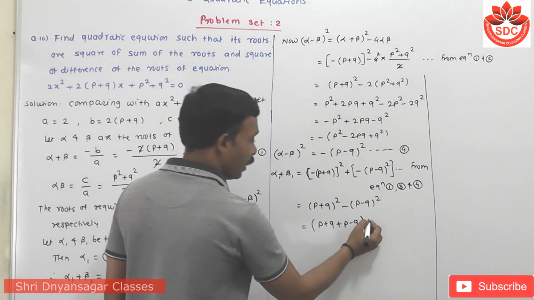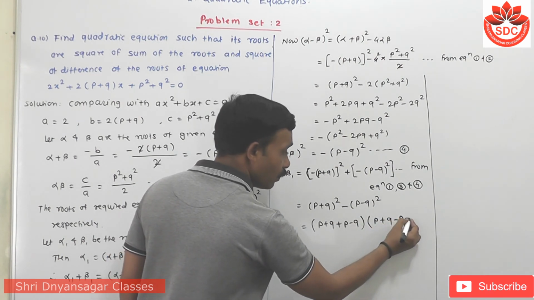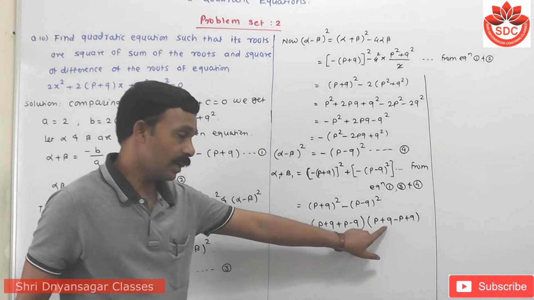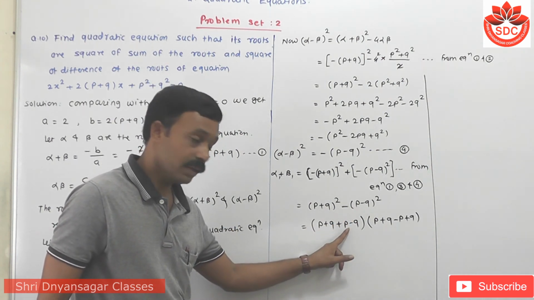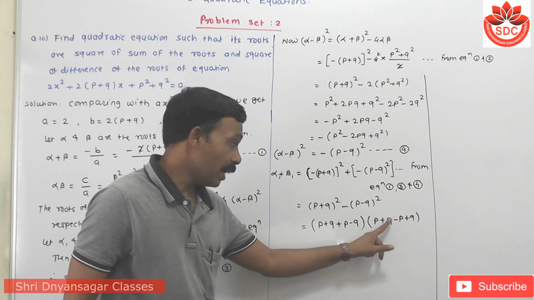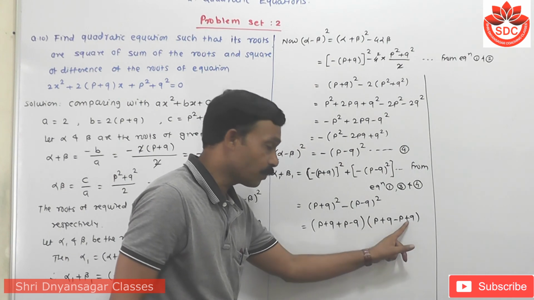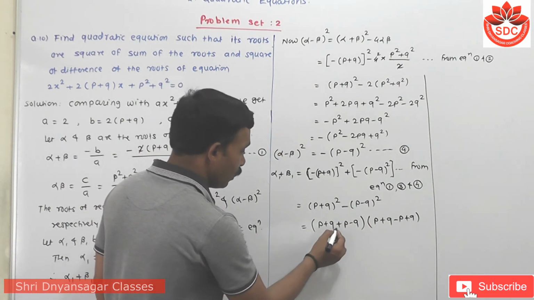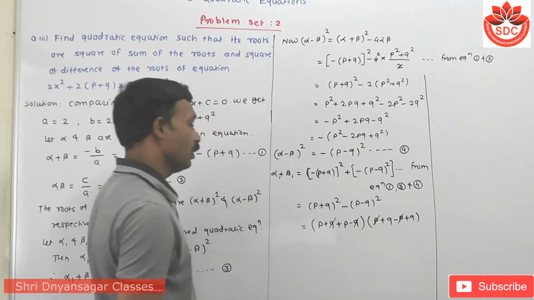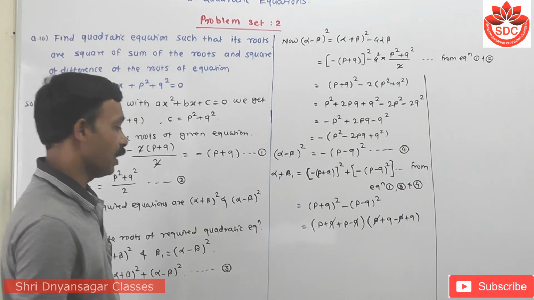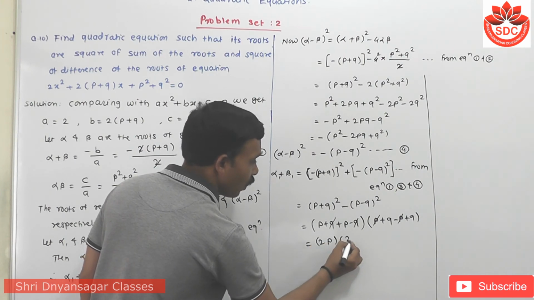Then another bracket is p plus q minus this bracket, that is minus p plus q. I have to directly write here, look carefully, a square minus b square is a plus b, another bracket a minus b, but I have to directly write here minus p minus plus q. Then plus q and minus q get cancelled. Here also minus plus p and minus p get cancelled. Here it is twice p into another bracket, twice q.